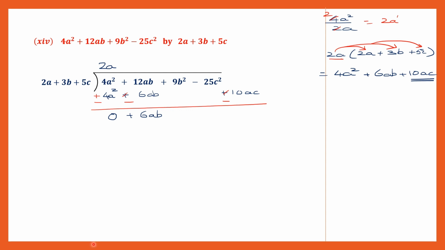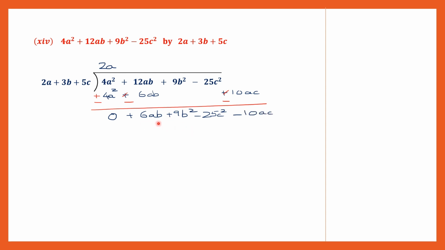12 minus 6 is 6 AB. Now we have to bring down 9b square and write it here. So let's write that plus 9b square. We also have to bring down minus 25c square and write it here. Minus 25c square, and we have minus 10ac. So now we have a new dividend.